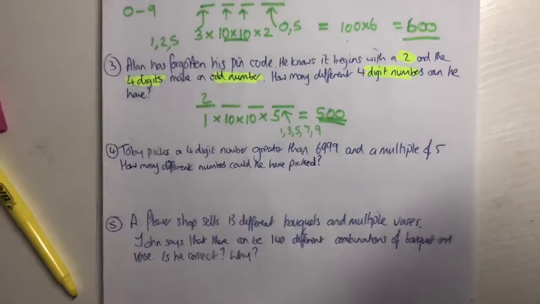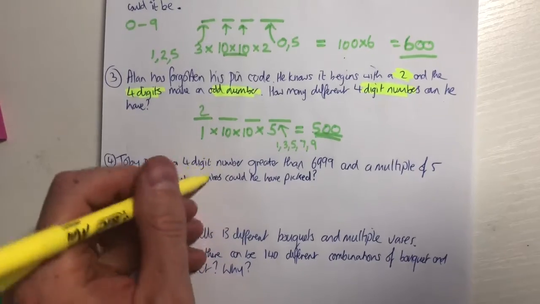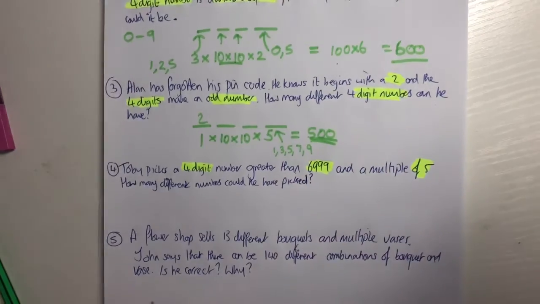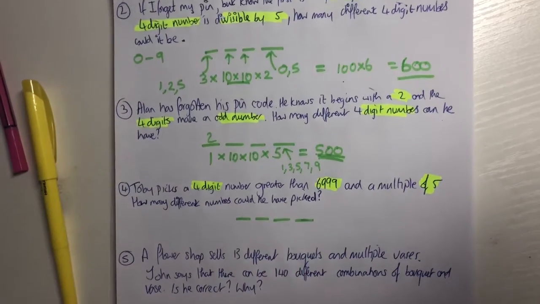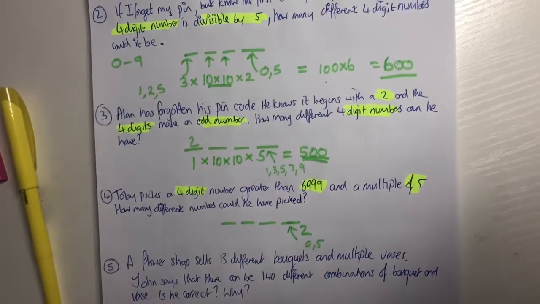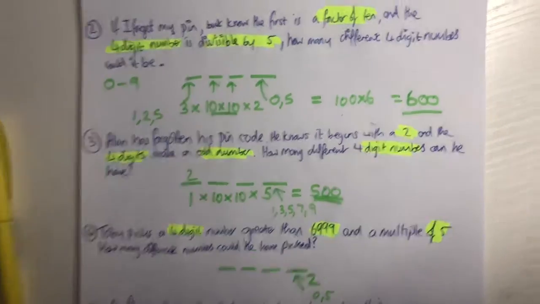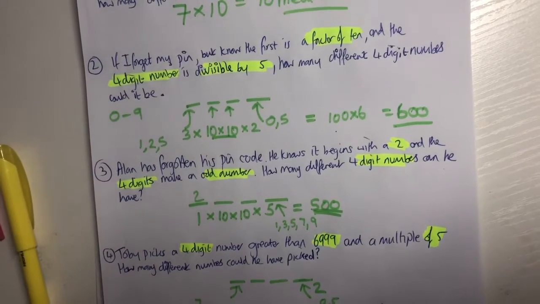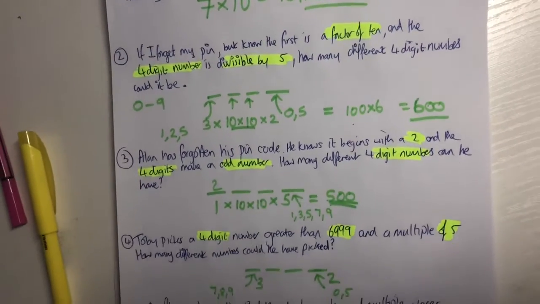Next one. Toby picks a 4-digit number greater than 6,999. And it's a multiple of 5. How many different numbers could he have picked? Okay, so it's 4 digits. You know the end one has to be 0 or 5, which means there are 2 different ways. And then the first digit, well, it's got to be greater than 6,999. Well, what possibilities are there of this number? It can be 7, it can be 8, or it can be 9. So there's 3 different ways you can have that first one.